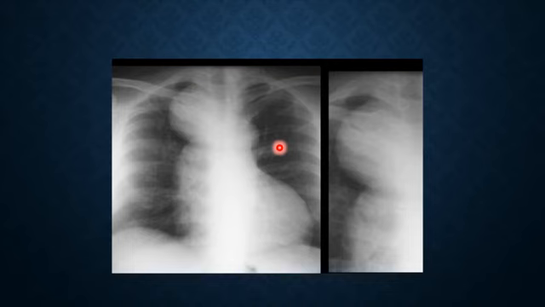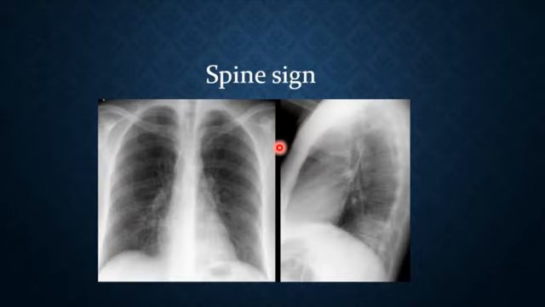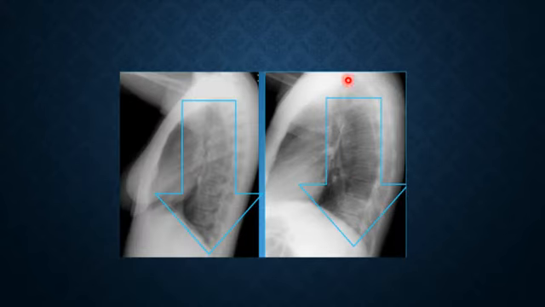Now, another sign is the spine sign. Spine sign, what does it mean? In a lateral chest X-ray, as you go down, the spine becomes more obvious, more lucent. You see it better, in more detail. As you go from up, it's not very well demonstrated. As you go down, it becomes what? More black. Exactly.